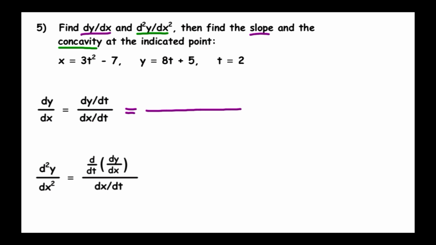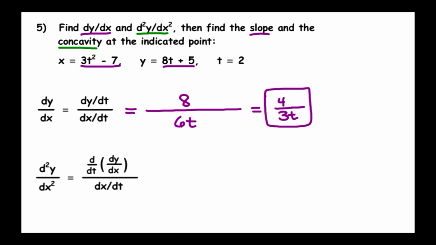dy/dt would simply be 8. And dx/dt is going to be 6t. And I can simplify that down, of course, to 4 over 3t. You don't want to call it 4/3 t, otherwise your t's in the numerator. So 4 over 3t is the first derivative, so I define that.